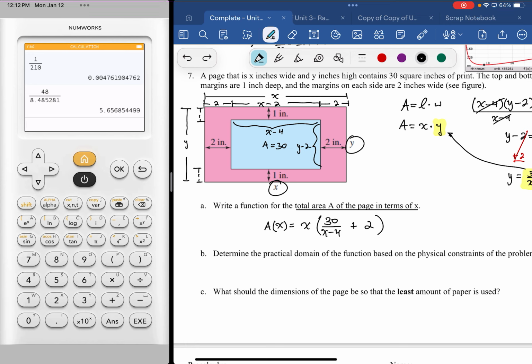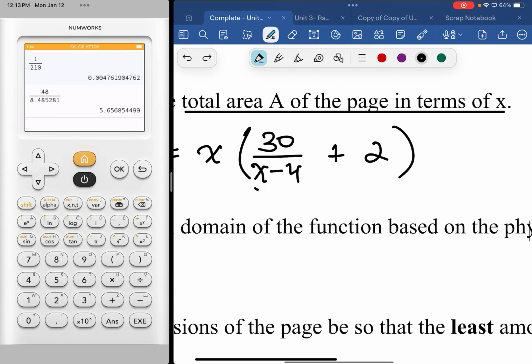Now, in this case, you could probably avoid the whole physical constraints part if you just look at this function here.